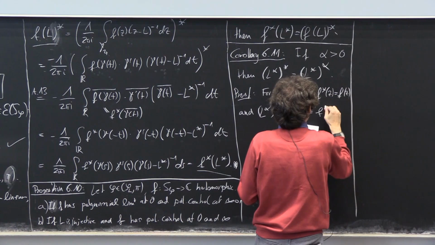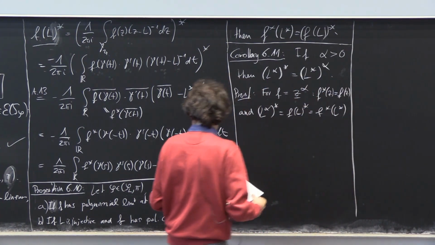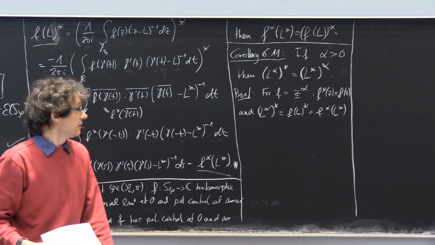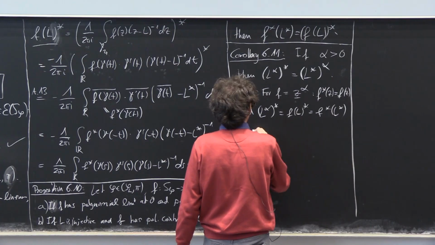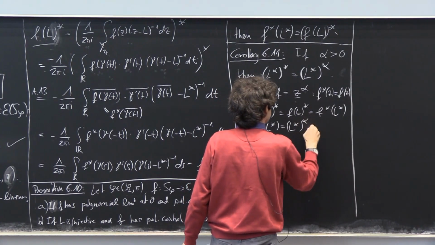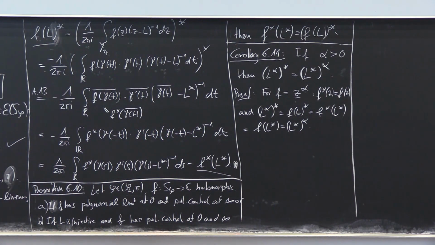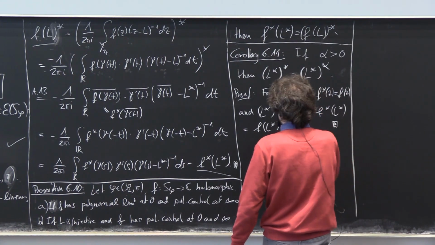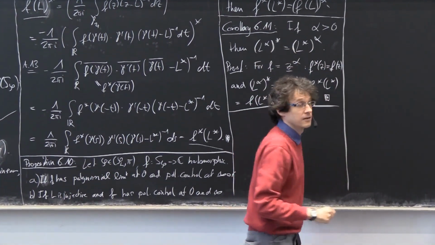So this is f star of L star by our result up there, because this one is regular, has a polynomial limit at 0 and polynomial control at infinity. So it fits into this proposition. So f star and f is the same, so this is f of L star and this is L star to the alpha. Okay, so we know at least for real positive exponents you can exchange star and the power.